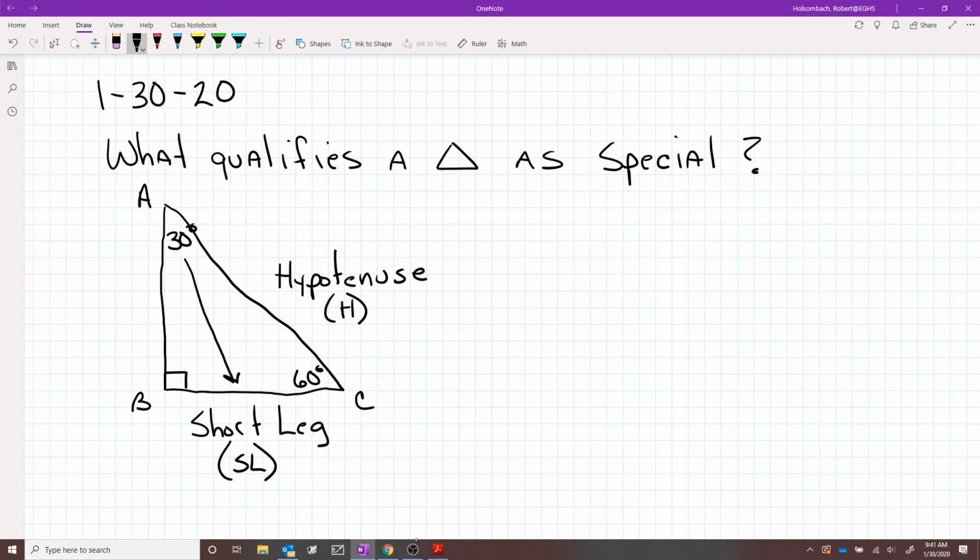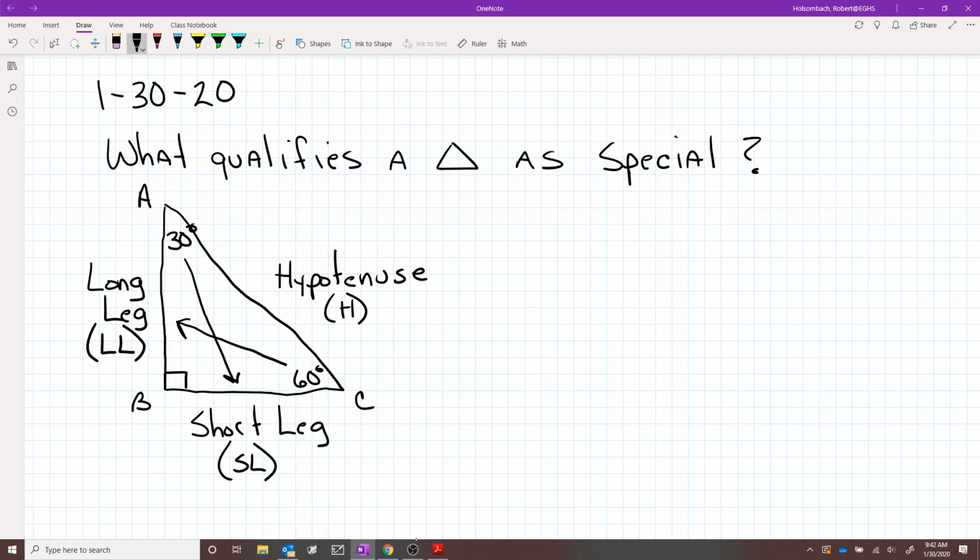A right triangle has two legs and a hypotenuse. Agreed? In the 45, 45, 90, the two legs were congruent. In a 30, 60, 90, you've got a short leg and you've got a long leg. So the side opposite the 60 is called the long leg, and we're going to call that LL. Everybody good with that?